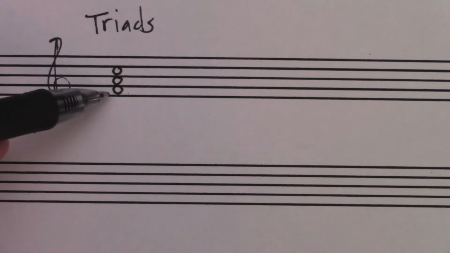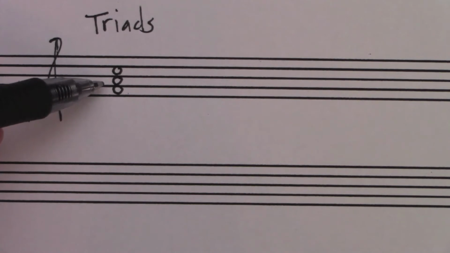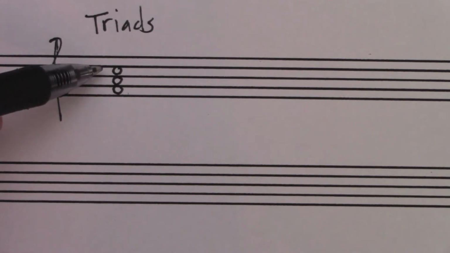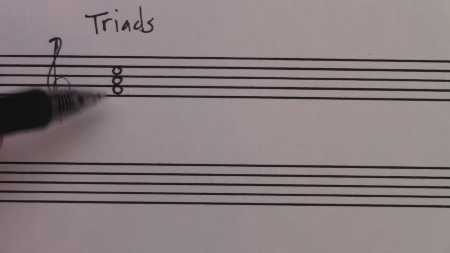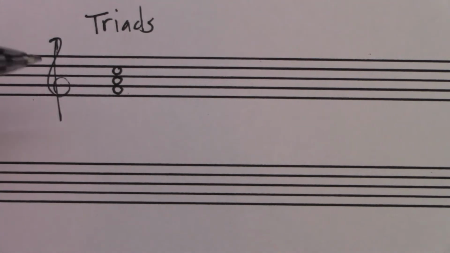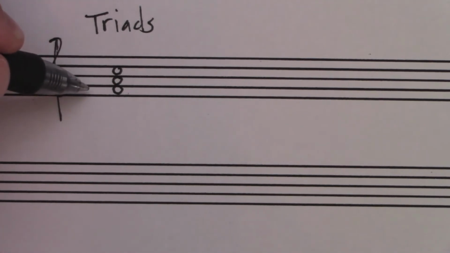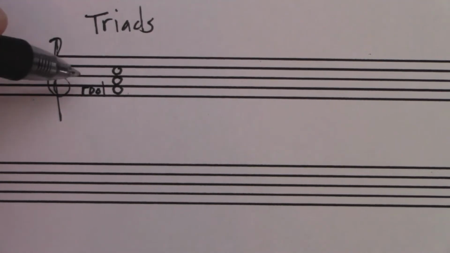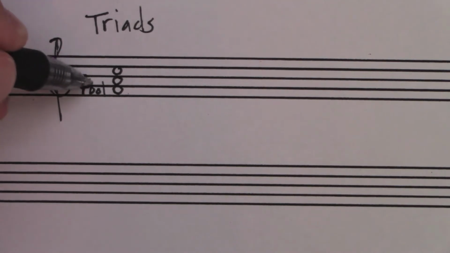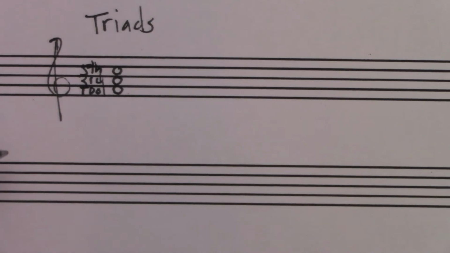So here we have an F. We went up a third to A. Then we went up a third to C, and there is our triad. The bottom note is called the root. The middle note is the third, because it's up a third, and then we have the fifth. Root, third, fifth.